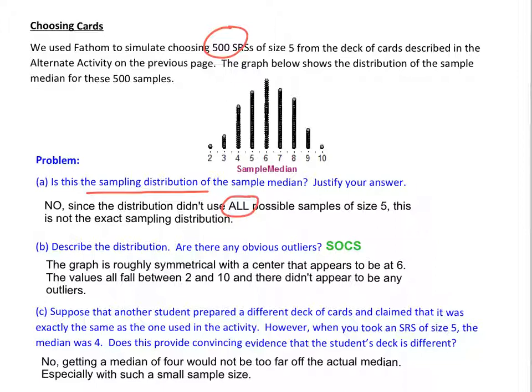The graph looks to be symmetric. I'm down on part B now. Center's at about 6. Range looks to be 8. Doesn't appear to be any outliers.